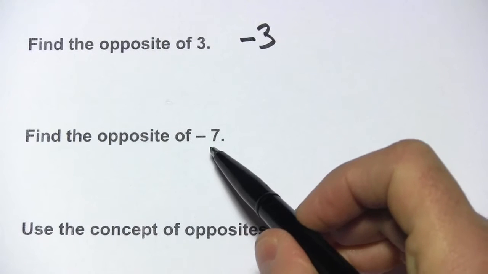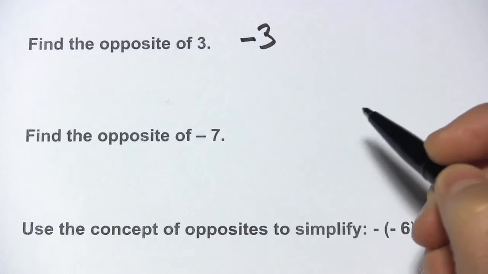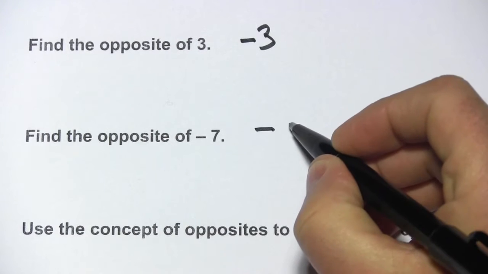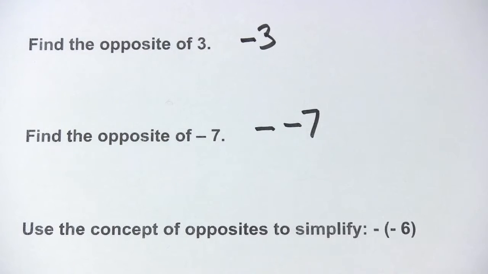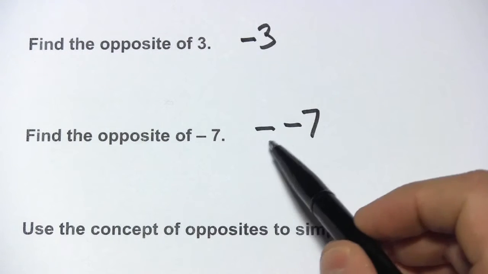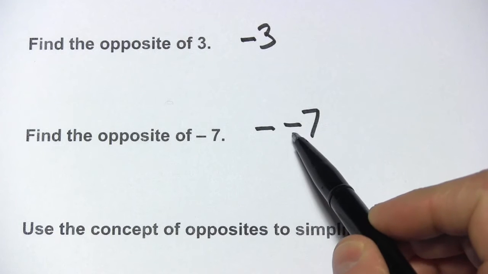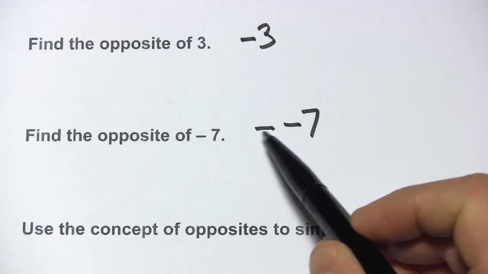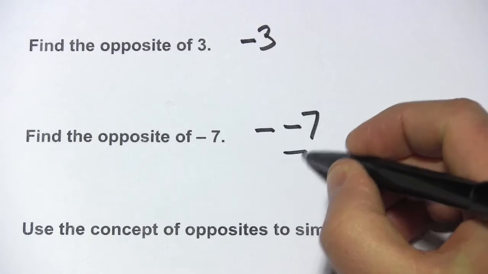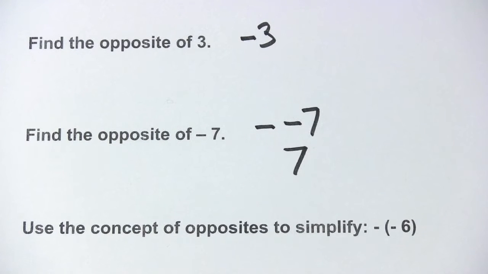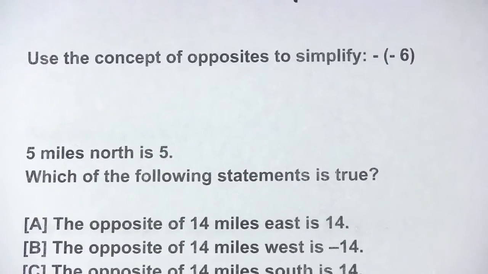What happens when you start with a negative number? What's the opposite of that? Well, you could think of that as the negative of the negative 7. But negative means opposite, so the negative of a negative is going to be a positive. So a negative negative 7 is the same thing as a positive 7. That's the concept of opposites.